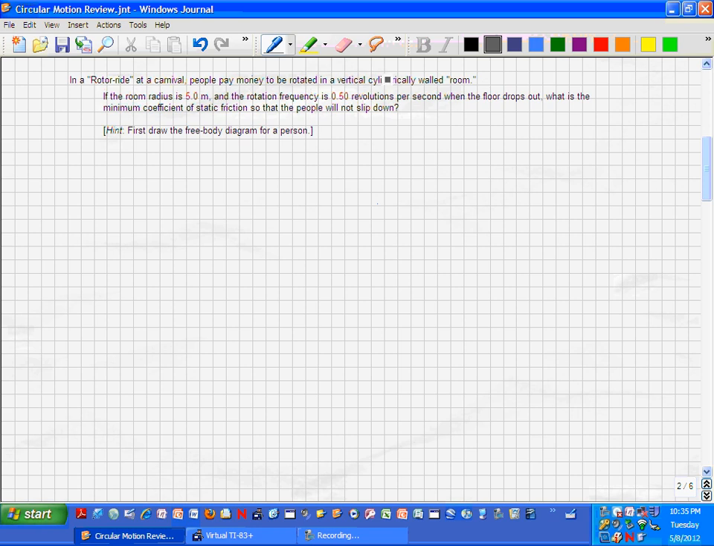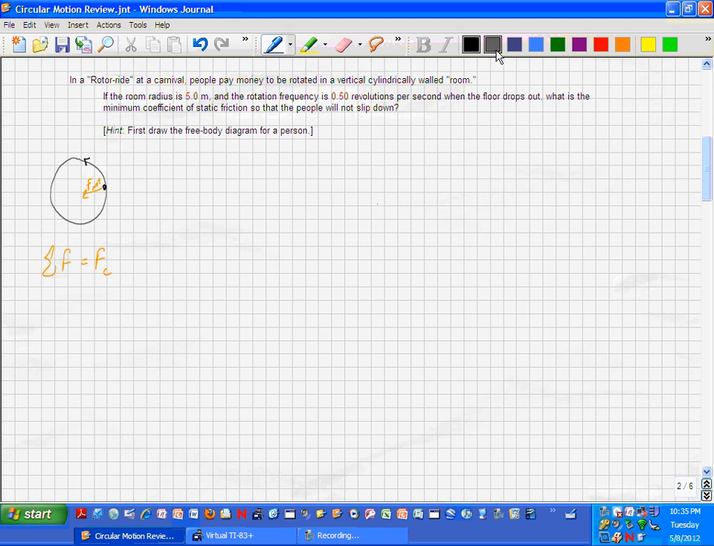So here's what we're going to do. It says here, draw a free body diagram for the person. I'm going to start out with the ride. There's the ride. We've got this person on the wall and this thing spinning around. And keep in mind, we've got a force pointed towards the center here. That force is my net force. So that net force is the sum of the forces, which is going to be my centripetal force.